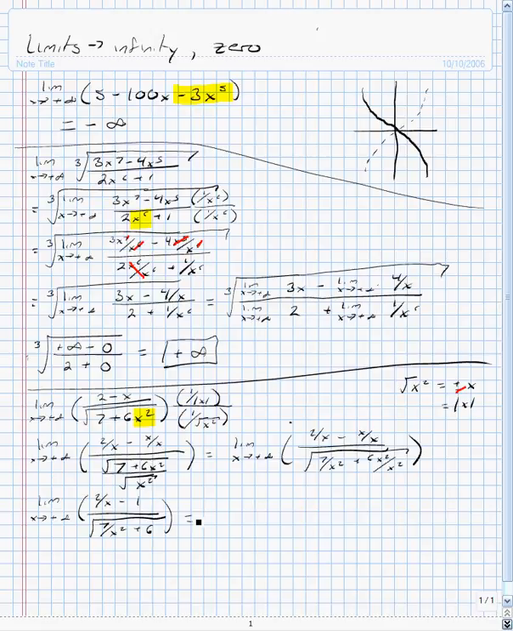Now, just like we did in the last problem, we can distribute through the limit. So we'll have the limit as x approaches positive infinity of 2 over x minus the limit as x approaches positive infinity of 1 all over the square root of the limit as x approaches positive infinity of 7 over x squared plus the limit as x approaches positive infinity of 6.